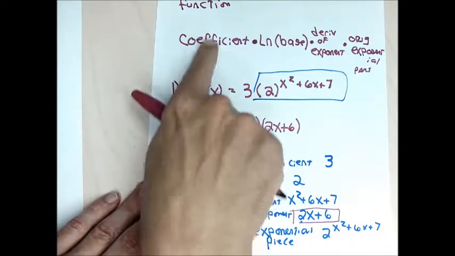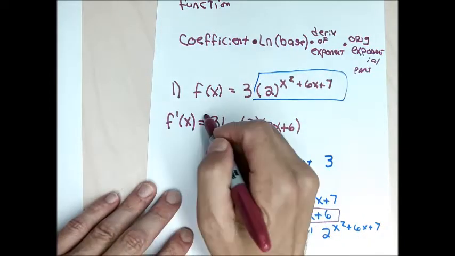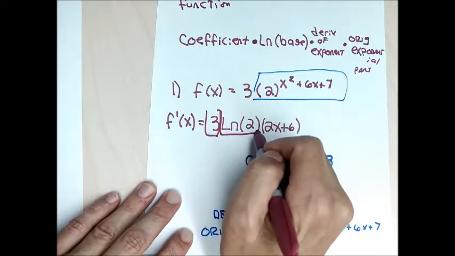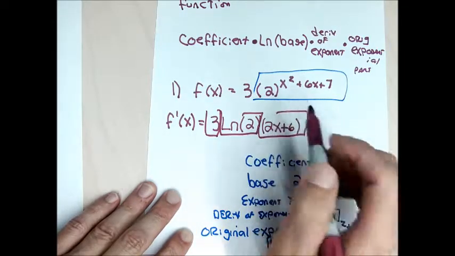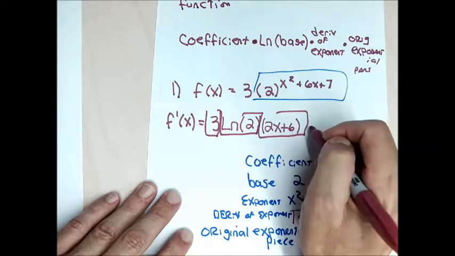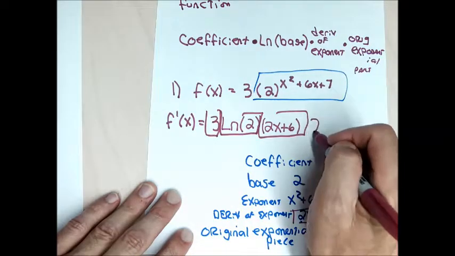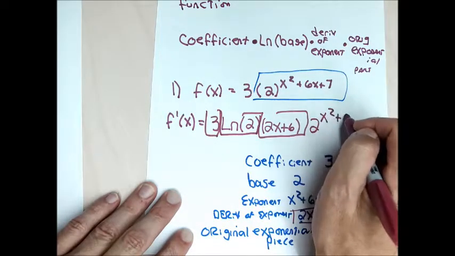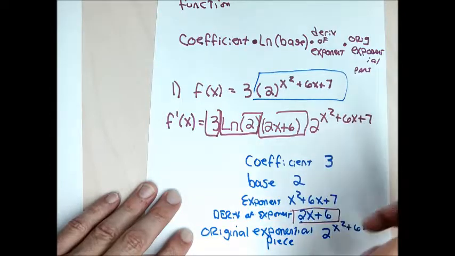So coefficient, natural log of the base, this is the coefficient, this is the natural log of the base, this is the derivative of the exponent, and then times the original exponent part, which is 2 to the x squared plus 6x plus 7.